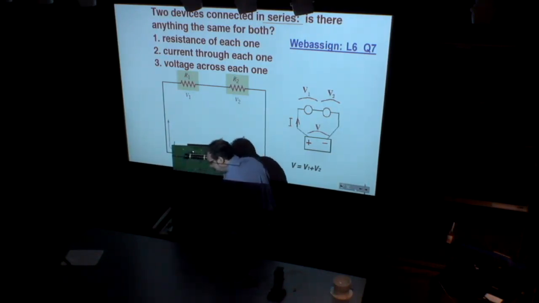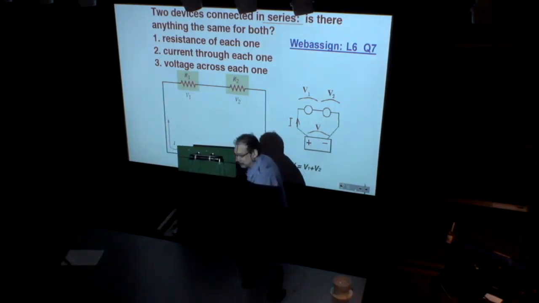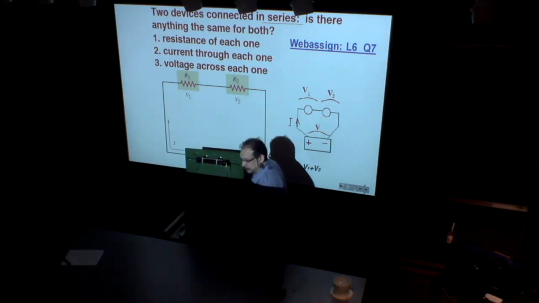And what's going to happen? What do you think is going to happen? Nothing, because the switch is open. I have to close the switch. And the closed switch represents an ideal wire, zero resistance. You can see the bulb. And now we can see.